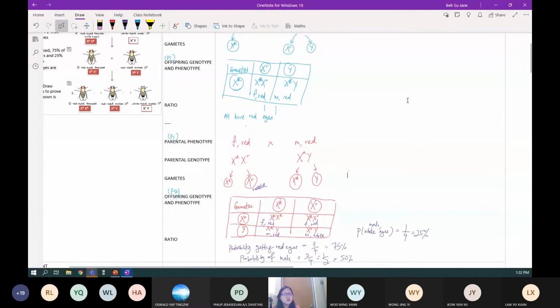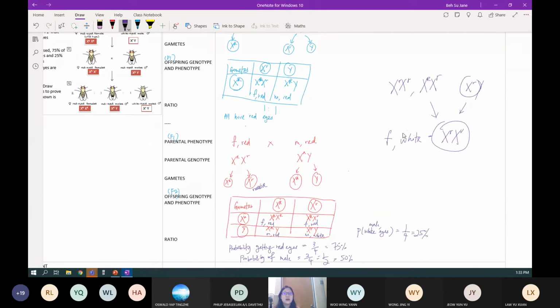Anyway, your friend asked, is it still possible for a female to get white eyes? Of course it is. A female will get white eyes only if its genotype is X small r, X small r, so homozygous recessive for that particular allele. And this phenotype can only occur if the male parent is like this, and the mom is either homozygous recessive or heterozygous for that particular sex-linked allele. Only then is this possible.